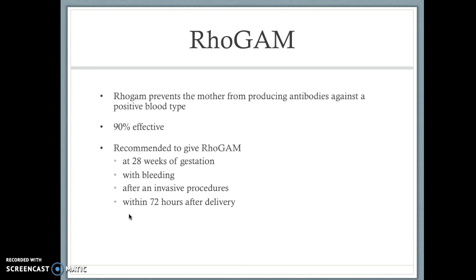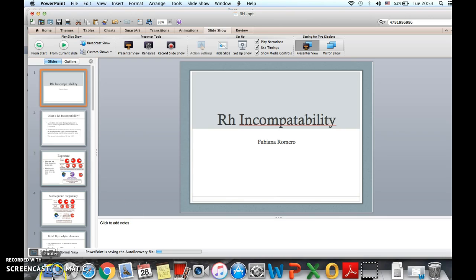It's 90% effective, and the times it's recommended to give RhoGAM to RH negative moms are at 28 weeks of gestation with a negative Coombs test, with bleeding after an invasive procedure, or within 72 hours after delivery. And this is all instances where there is a possibility of the fetal and maternal circulation coming in contact with each other. And that's all.